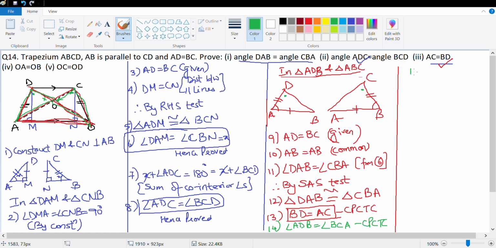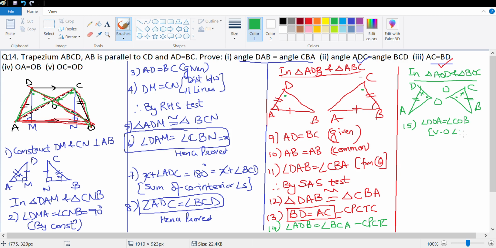Let's try. So in triangle AOD and triangle BOC, if I can just draw a rough diagram quickly, this is OCB, this is ODA. What I know is AD is equal to BC. I know angle O and angle O will be equal because these are vertically opposite angles, and I've just proven that ADB, which is this angle, and BCA, which is this angle, are equal. So angle side, the equal side is opposite. Perfect. So I've got the answer. So that's number 15, which is angle DOA is equal to angle COB. Vertically opposite angles are equal.